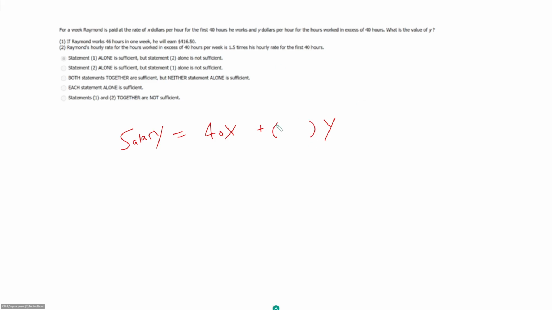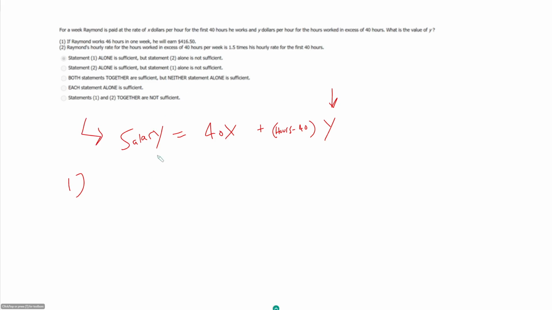So it's our total hours minus 40 is our excess. And this is our equation here. And we are looking for Y. So statement 1 says, if Raymond works 46 hours in 1 week, he will earn $416.50. So what can we plug in to our equation here?